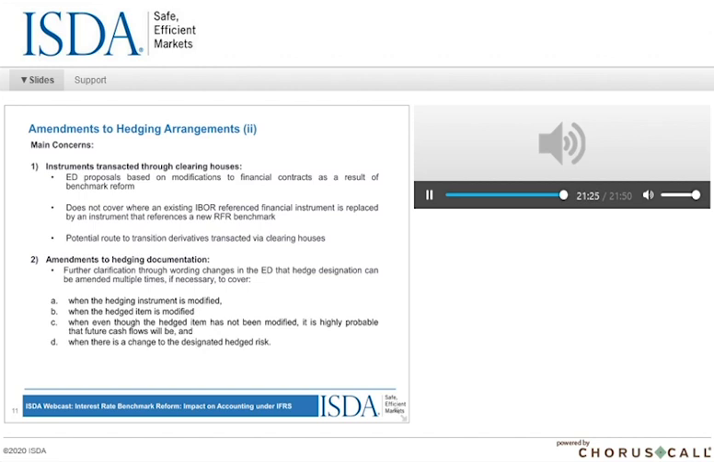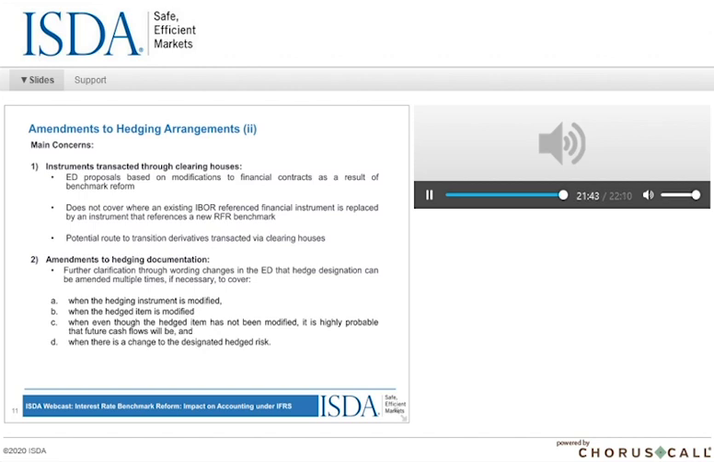The IASB staff, in their agenda papers for the June board meeting, gave the view that assuming the novation is not to a central clearing party, then the novation would result in derecognition of the original derivative and hence would not be eligible for the continuation of hedge accounting. In the June board meeting, the IASB board accepted these views.